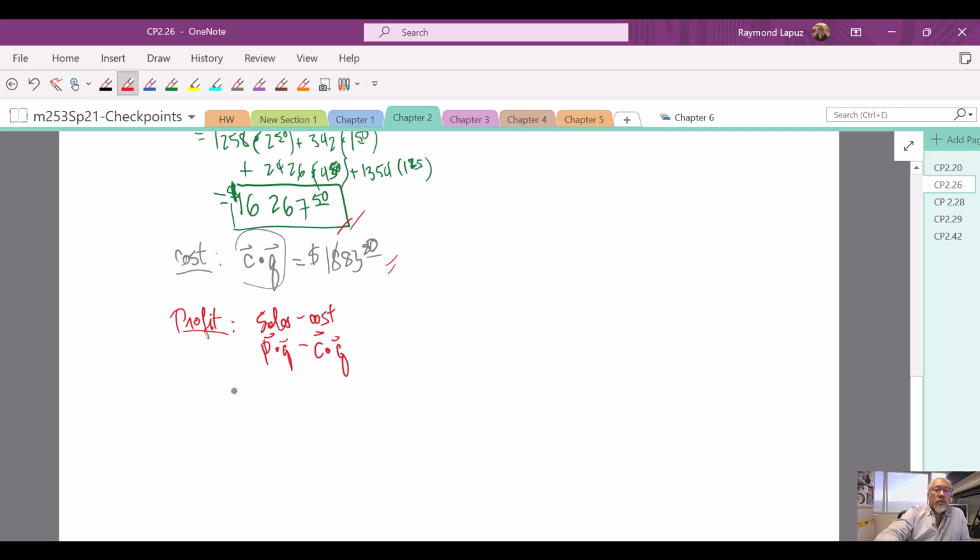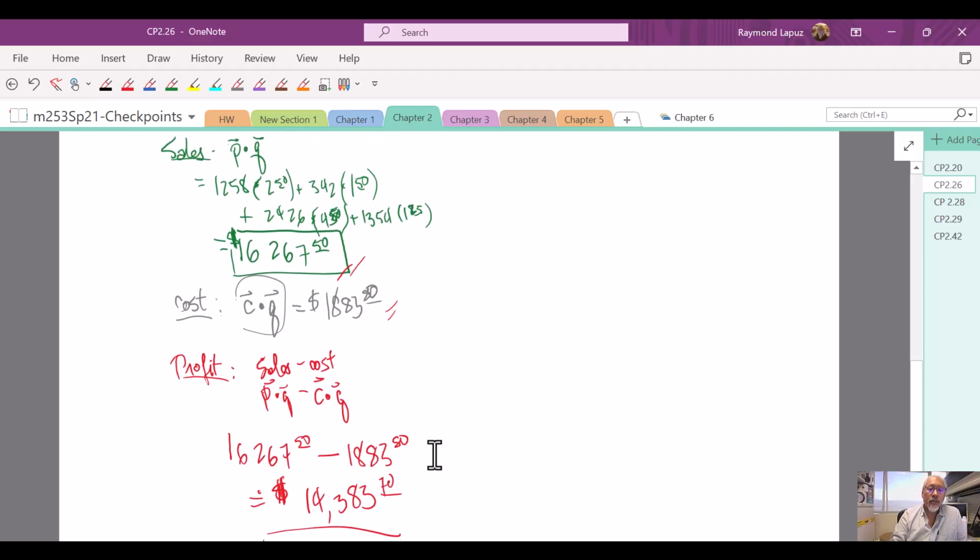So the total sales was 16,267 and 50 cents, and we're subtracting out 1,883 and 80 cents, and that total will end up being $14,383.70. Okay, that's not a bad profit.